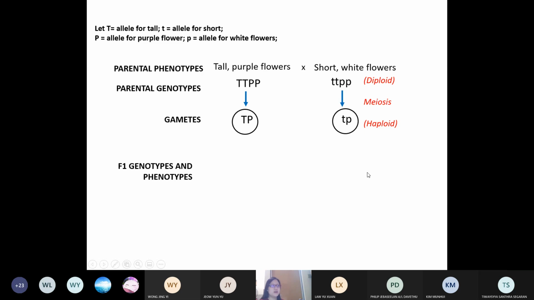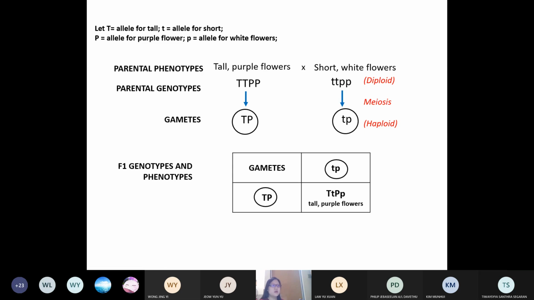Next one is the F1 genotypes and phenotypes. Okay, again, very, very simple diagram, but you still need to draw the Punnett square. It will result in tall purple flowers, and the genotype should be big T, small t, big P, small p. Now make sure that the T is grouped together, the P is grouped together, and the dominant one is in front first. Okay, you cannot write this. You cannot write anything else except this.